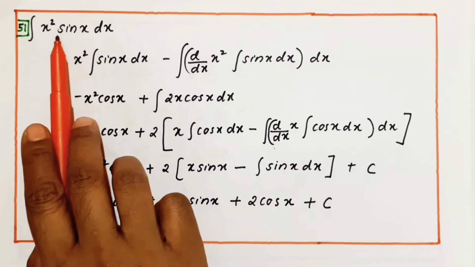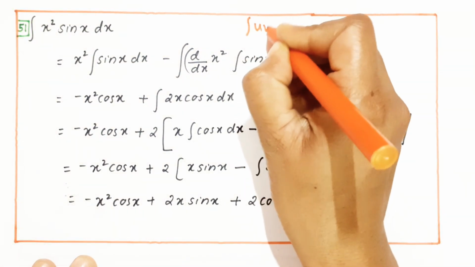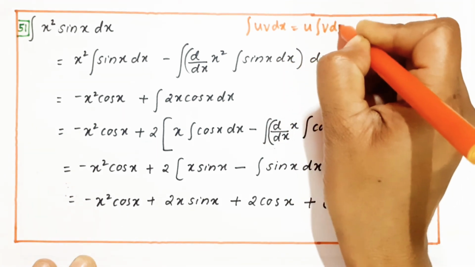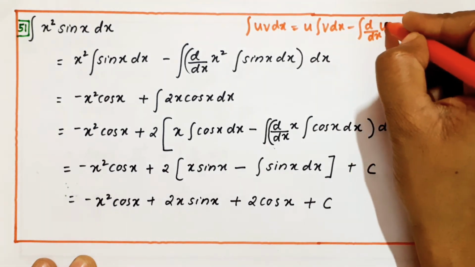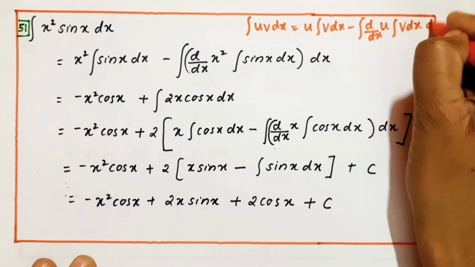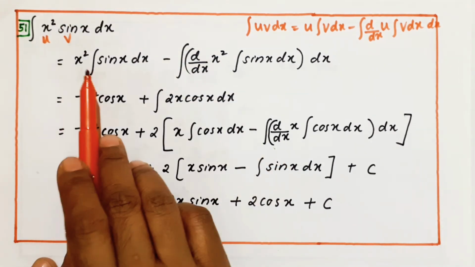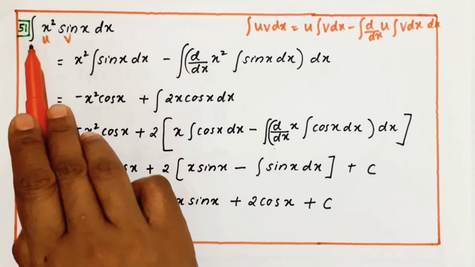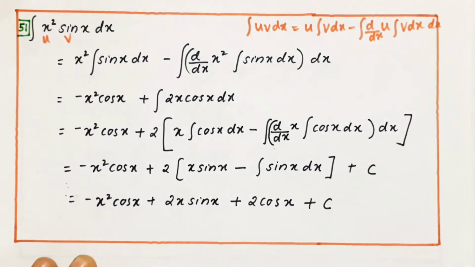Integral of x square sin x dx. This is in the form of integral of uv dx. What is integral of uv dx? U into integral of v dx minus integral of d by dx of u into integral of v dx, of dx, right? So here u is x square and this is v. So it is x square into integral of sin x, minus integral of d by dx of u, x square, into integral of v dx, integral of sin x dx, of dx.